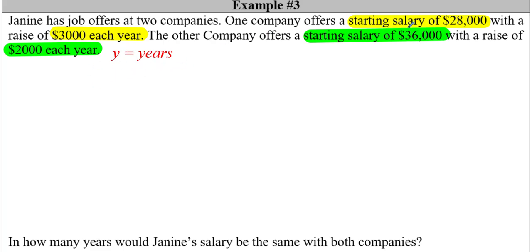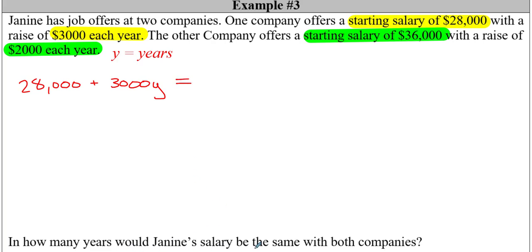Now let's take a look. We have a starting salary, something that we start with, right? A starting salary is something that we start with. Okay, so we're going to do 28,000. And then we know we're getting something on top of that, so we want to add that, right? We're getting 3,000 per each year. So we're going to have 3,000 times however many years we got.